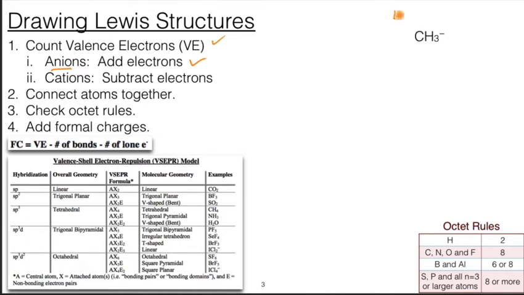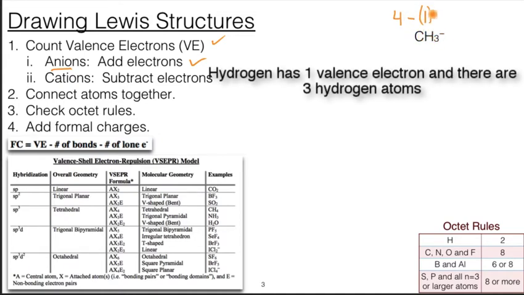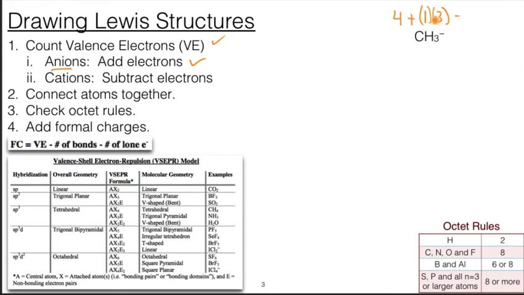For carbon, there are 4 valence electrons. There's only 1 carbon. Each hydrogen has 1 valence electron. There are 3. And I don't want to subtract, I want to add, because when we have an anion, something with a negative charge, that means it's actually gained electrons in the process of it being created. So I'm going to add 1 electron to the valence electron count. 4, 3, 1, 8. I got 8 valence electrons.